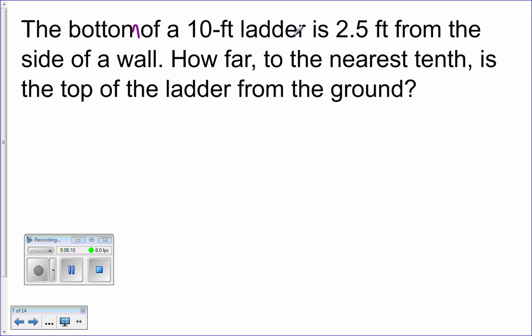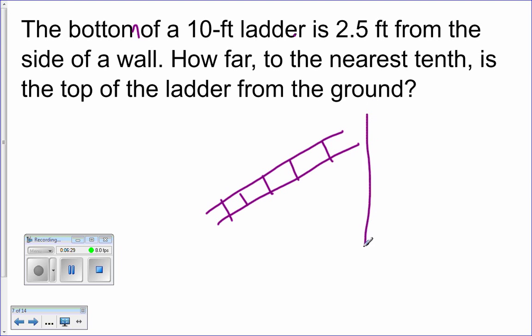Well, think about it. When you have a ladder and you're going to climb up a ladder, you're not going to put the ladder straight up. If you put the ladder straight up, you're going to fall backward. So you're always going to lean your ladder so that you can climb up the ladder. You're going to lean it against a wall. So if I draw this picture, it kind of looks like a right triangle. So we have a 10-foot ladder, and it's 2 5/10 feet from the wall.